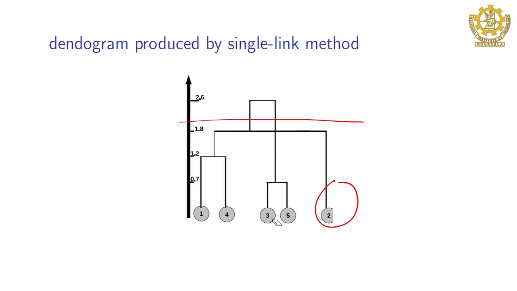In the first step we merge 3 and 5, and the minimum distance was 0.7. Next step, the minimum is 1 and 4, and the distance between the two clusters was 1.2. Next you merge 1 and 4 with 2, the distance was 1.8, and then finally the two clusters merge at 2.6.